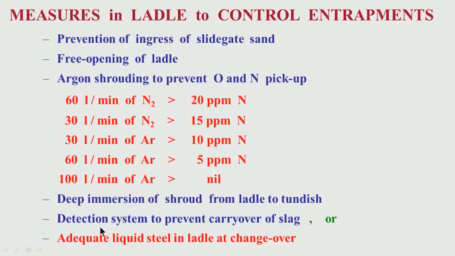When you do not have this detection system, then what do you do? You allow some amount of liquid steel in the ladle at changeover. So, there will be some loss of liquid steel, because it is a good liquid steel. We have done a lot of secondary refining attempts to make the liquid steel clean. So, we want the whole amount of liquid steel to come into the tun dish, but we do not want slag to come into the tun dish. So, to prevent the slag, there has to be a detection system. If there is no detection system, then you keep some amount of liquid steel in the ladle at changeover, so that no slag finally comes to the tun dish.